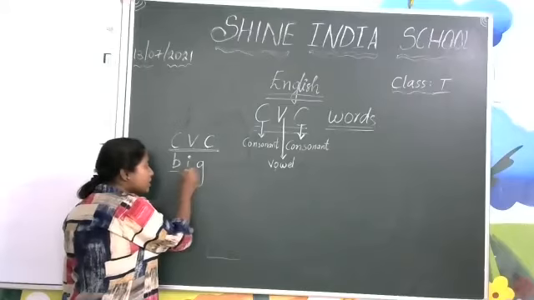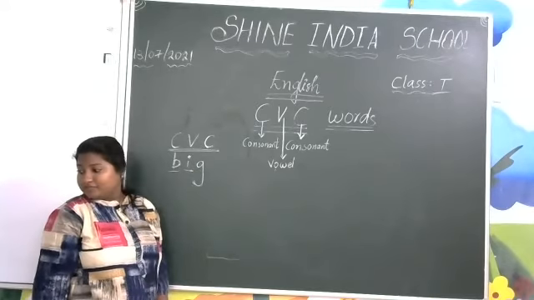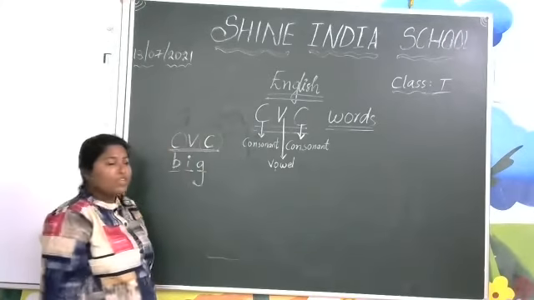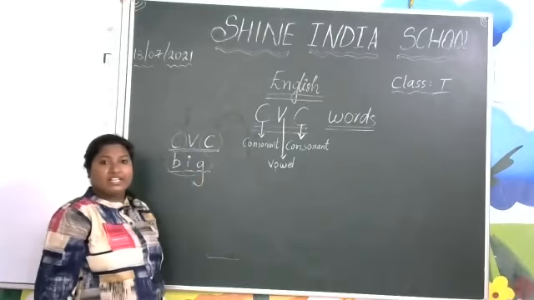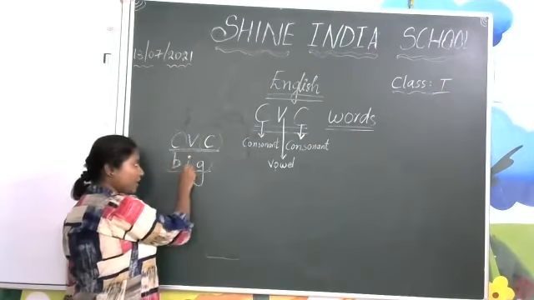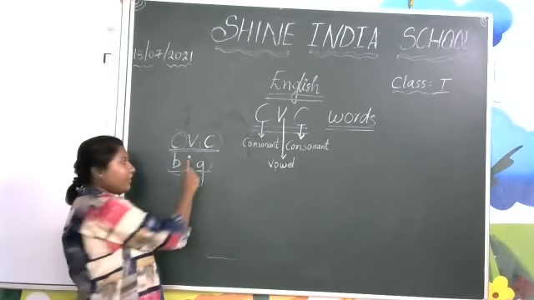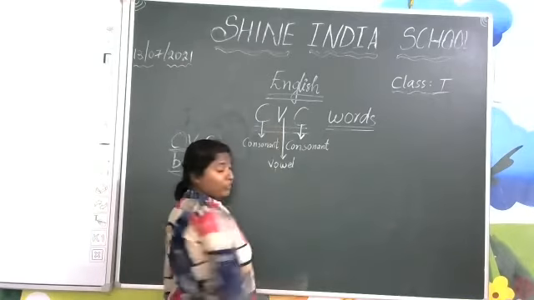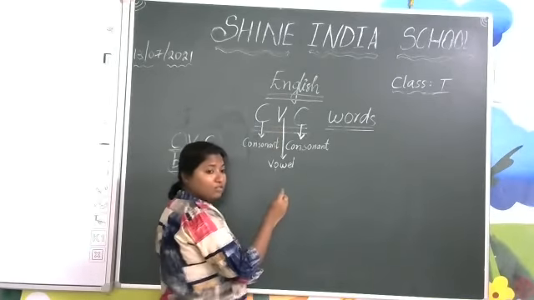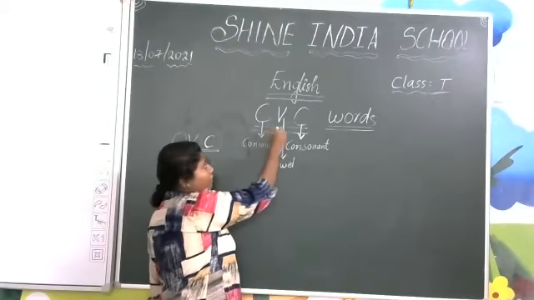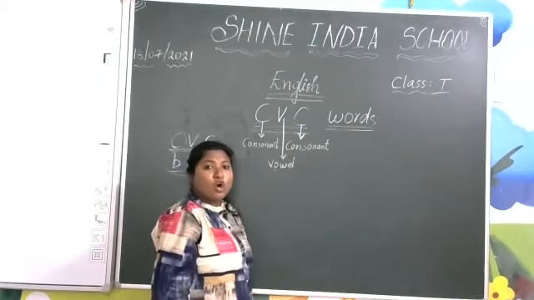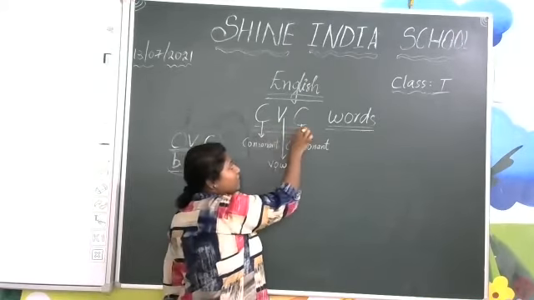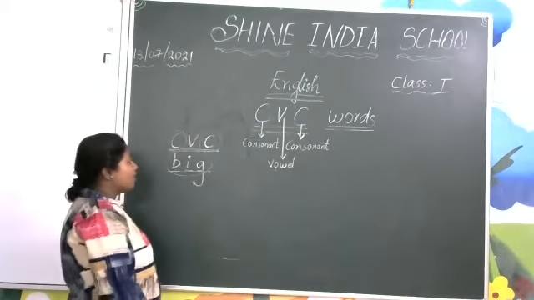consonant. Middle letter enti vowel. Last letter enti G. Consonant. So ee word enti kuda big. So consonant, vowel, consonant. Ilanti words ni CVC words antaru. What do we call them, children? CVC words. Repeat after me. CVC words. Okay. Next.